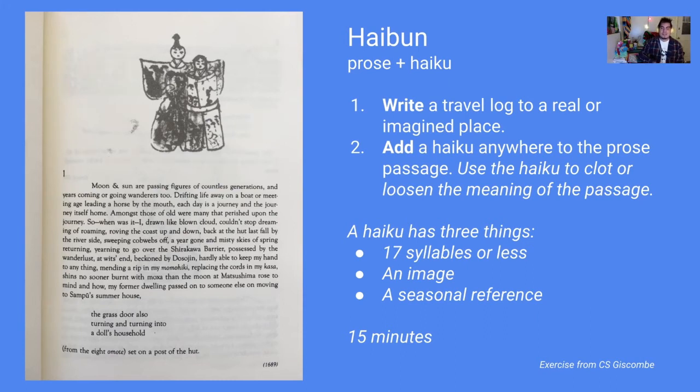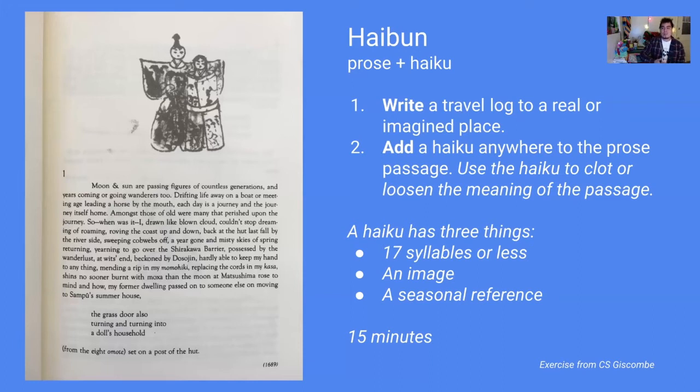And just to give you a really quick rundown, a haiku has three things. It has 17 syllables or less, so it doesn't always need to be 5-7-5. It could have less. Less is better. It has an image, like in the haiku on the right, we see the grass turning into a doll's household, like the seasons changing. And the third is a seasonal reference, which could be oblique or subtle or overt, like the grass changing.